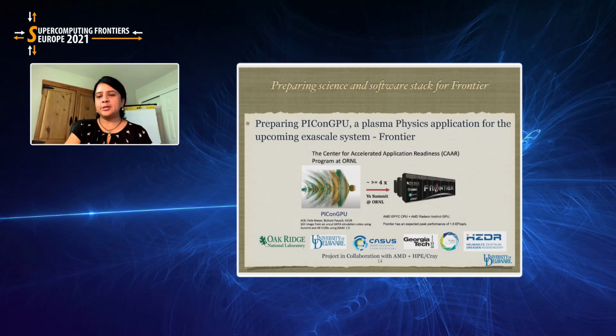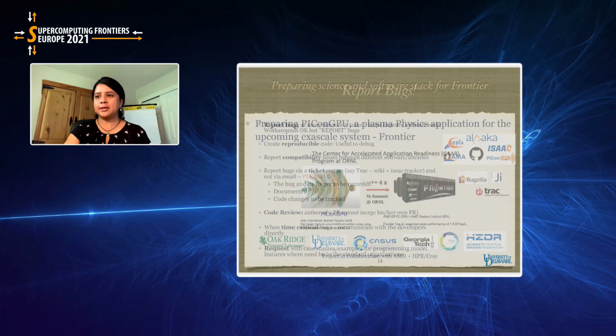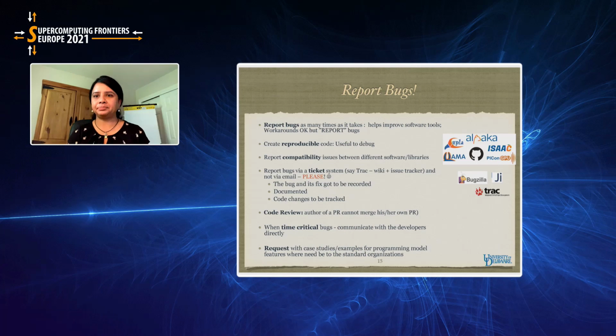I also want to take a moment to give a shout out to our collaborators as well as AMD, HPE, and Cray, whom we have been bombarding with a ton of emails and bugs to work together to get the application ready. So here, a major lesson learned was report bugs, right? Because we are trying to prepare OpenMP offloading code, OpenACC code, and Alpaka, which is a C++ abstraction created by HZDR Germany. It has subthings including CUDA, HIP, SYCL, etc.